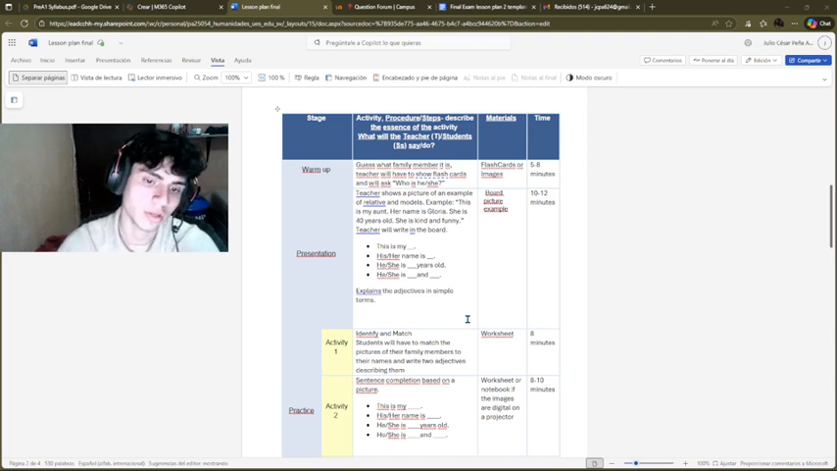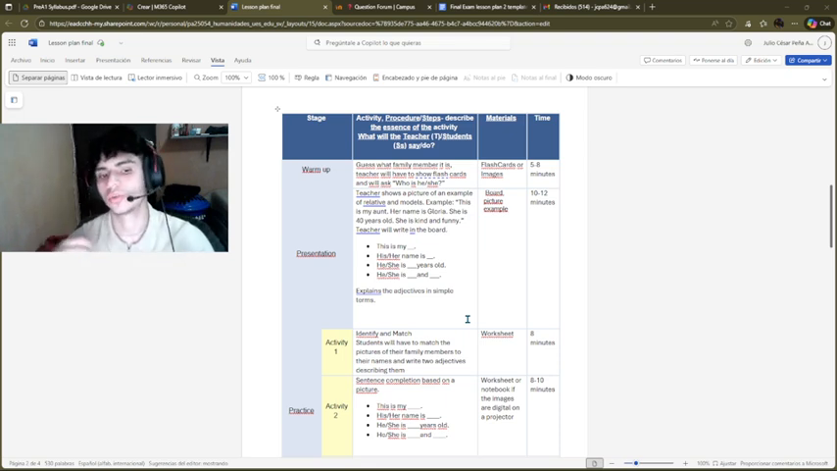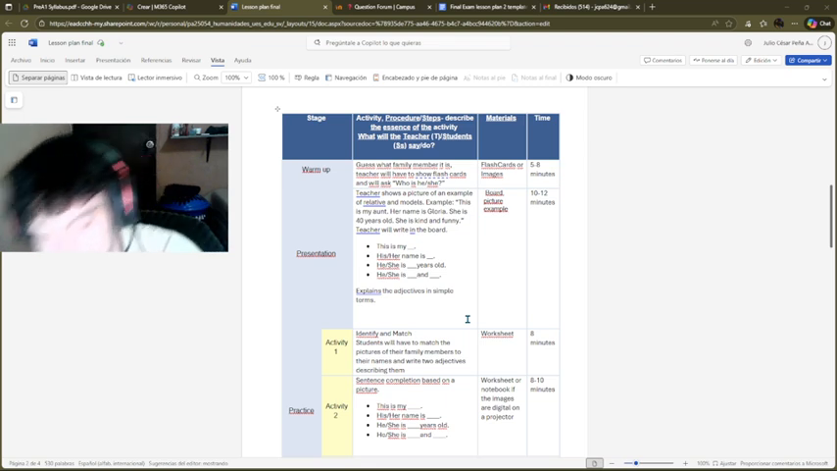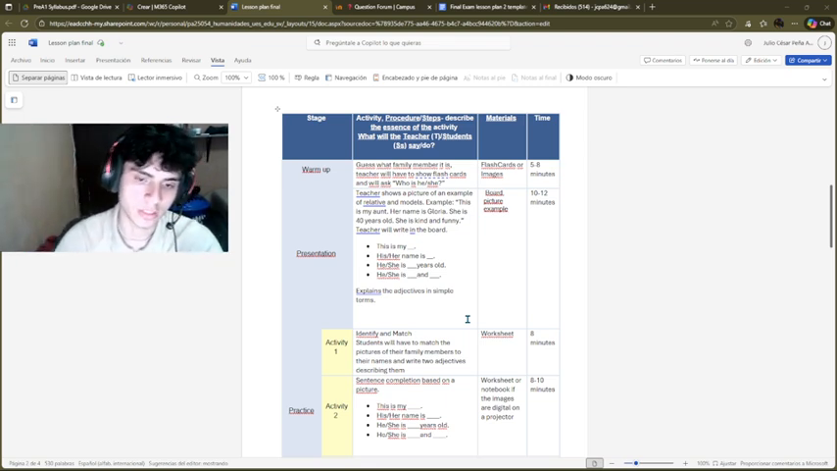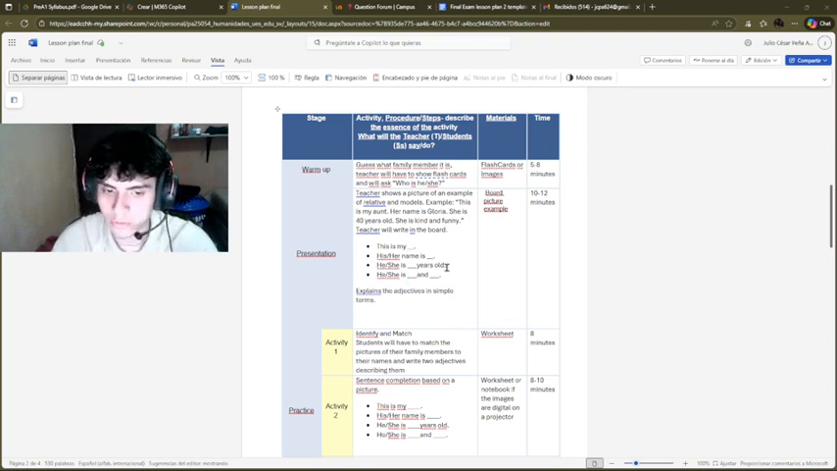After that, the teacher will write on the board a sentence like "This is my ___" with a blank space, and three other sentences like that so the students can try to resolve the sentences. After that, the teacher will explain or correct in simple terms.